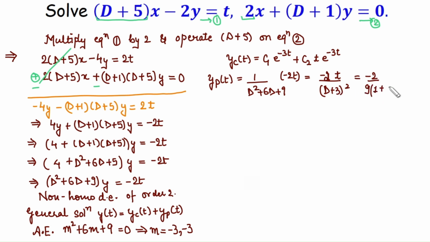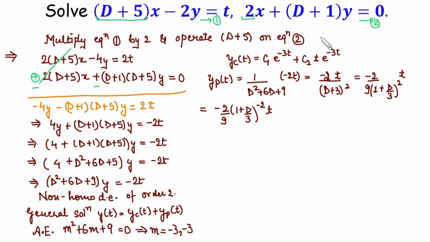1 plus d by 3 power 2 into t. Take this term into the numerator, that results in -2 upon 9 into (1 plus d by 3) power -2 into t. Now we need to expand it.